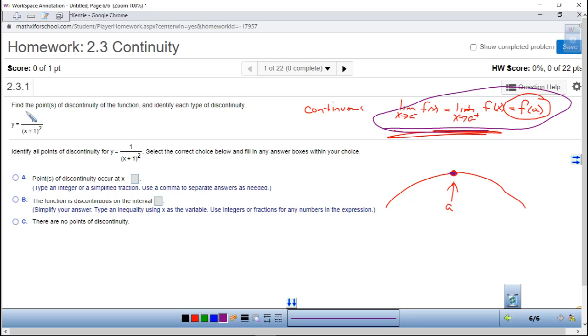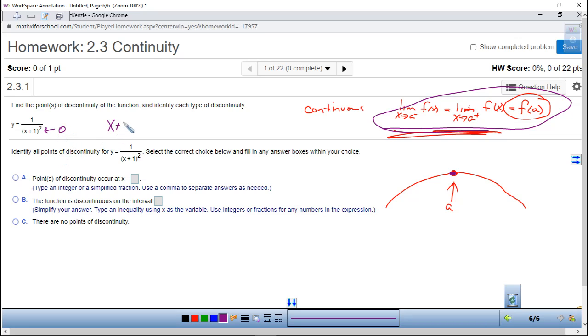Now, if we're looking for where we have points of discontinuity, what we're going to look for are problems in the domain. Problems in the domain are going to be things like where we're dividing by 0, where we're taking the square root of a negative number, things like that. So that's what we're looking for to cause problems and to give us a point of discontinuity. So with this one right here, well, I don't have any square roots in there, so the only thing that can possibly be true is, could this denominator equal 0?